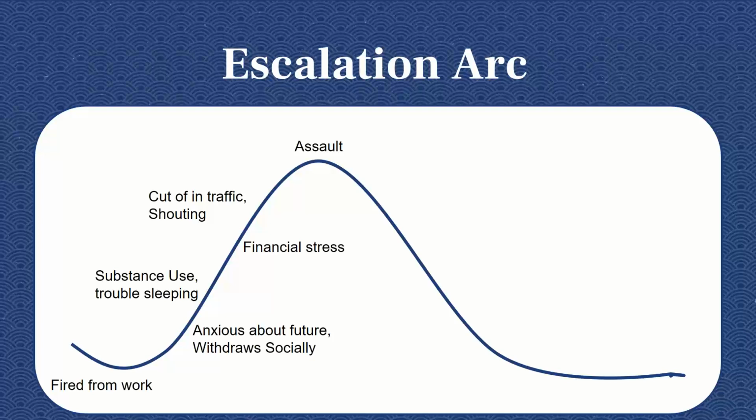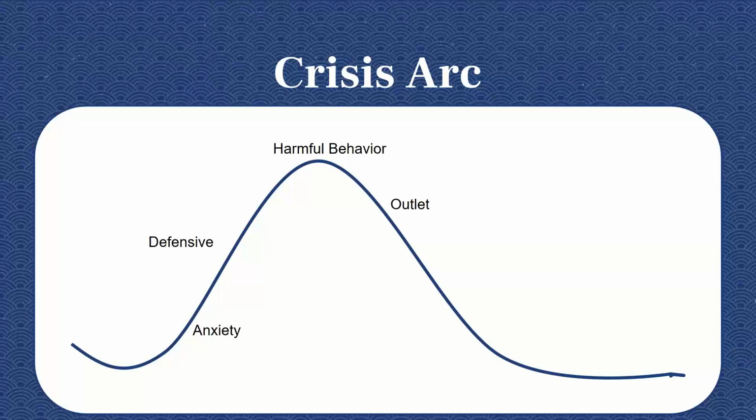And so if we were looking at this arc, we can see the behaviors, but really we need to strip that away and look at what the mental health behind that is. If we look at the same thing, we are looking at anxiety, somebody becoming defensive, the harmful behavior at the very pinnacle of the crisis arc, and then the outlet. These are 4 things that we really need to look at when somebody is in a crisis, and how to identify where somebody is in this arc, and then what your response can be to that individual.